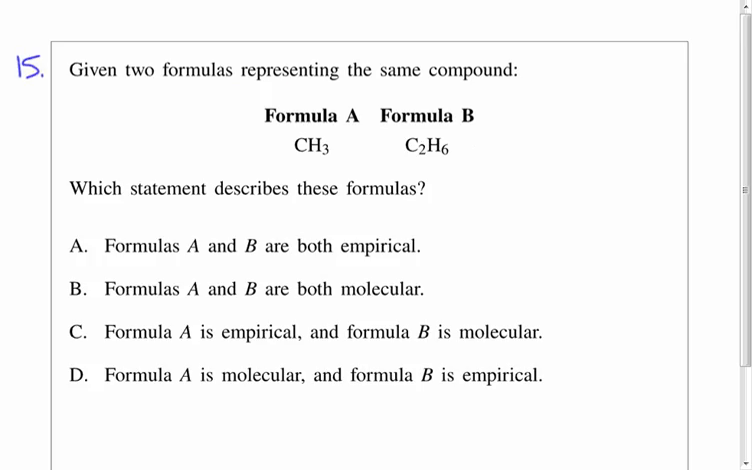For number 15, we have 2 different formulas. We have CH3 for formula A and C2H6 for formula B. And we can tell that we're thinking about empirical, molecular. We have to kind of see which ones we have. So CH3, is there a number that divides into 1 and 3 other than 1? And there's not. So that means that this one's empirical. Is there a number that divides into both 2 and 6? Number 2. So that means that this one is molecular.